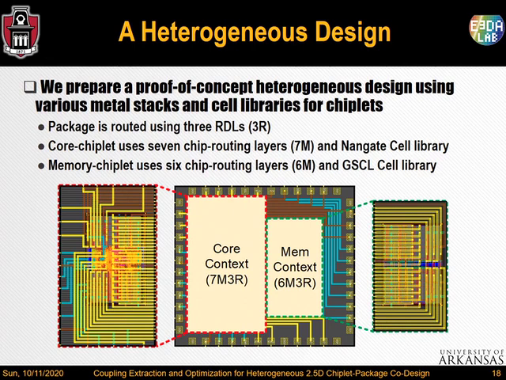For each technology, a unified PDK is created, stacking up the package routing layers on top of the chiplet routing layers. We denote the core chiplet unified PDK as 7M3R and the memory chiplet PDK as 6M3R, which are based on the chiplet metal layers and redistribution layer counts.